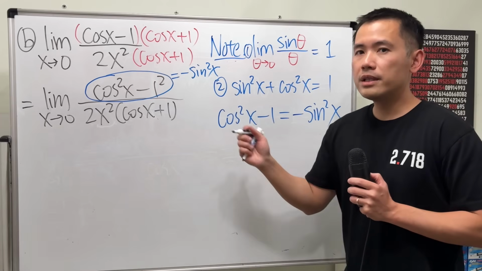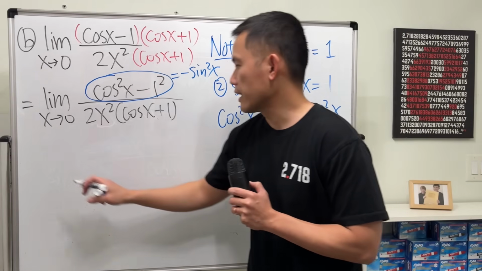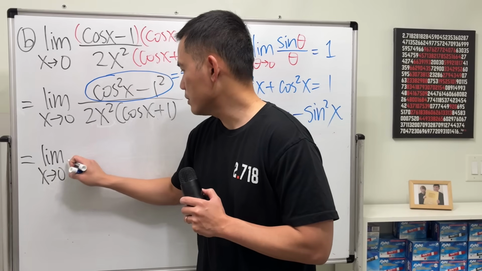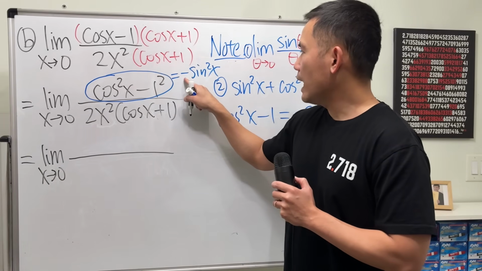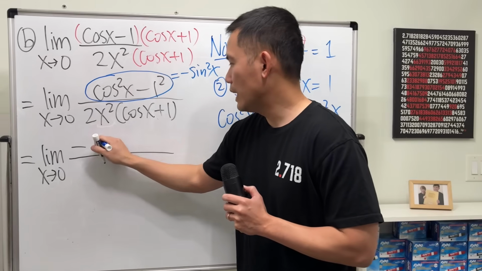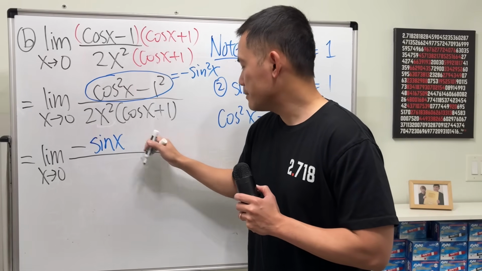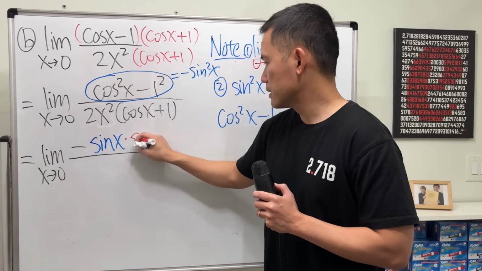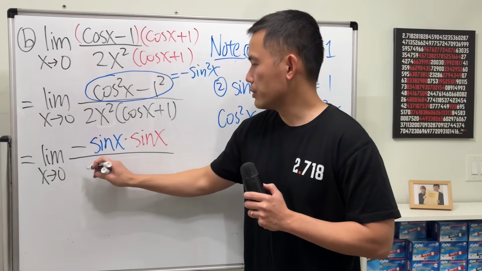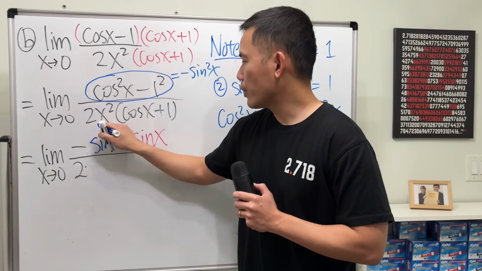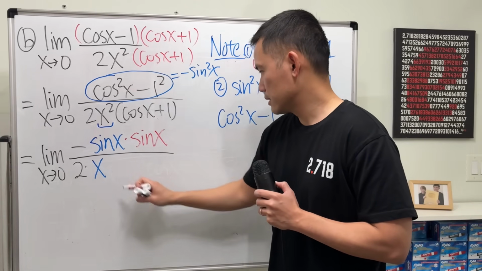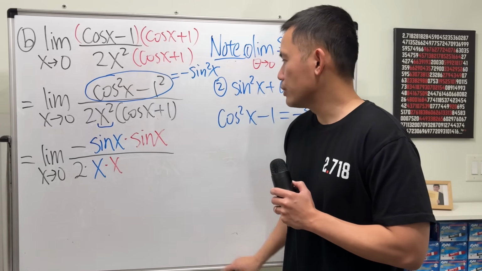And to make this super clear, I'm going to write it down like this. We have the limit as x approaching 0. We have negative sine square x, which means we have sine x times another sine x. And then on the bottom, we have this 2. And for the x squared, I'm going to break it down as x times x. And we still have this factor.